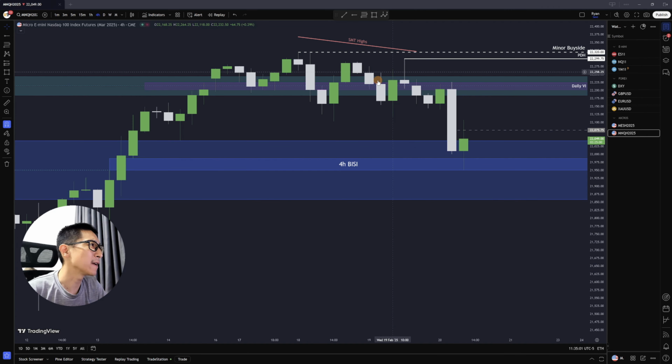Now, looking back over here, we have a 4-hour fair value gap in the upper half of that daily fair value gap. So this is also going to play an important role. I thought if we do dig into the price, of course, we want to aim for the highs, but if we go down deeper, we could go into this 4-hour fair value gap as well.